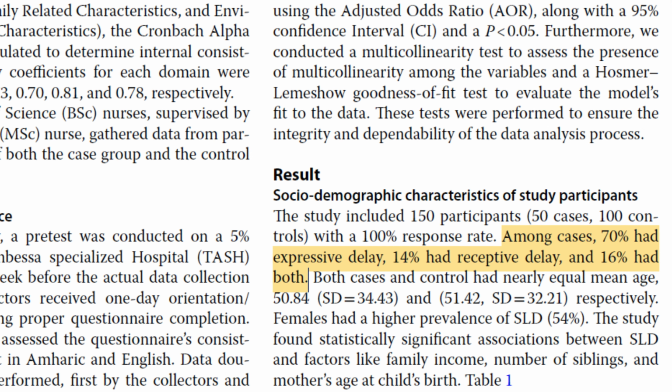The socio-demographic characteristics reported on page 4 merge these categories further when they report that 70% of cases had an expressive delay, 14% had a receptive delay, and 16% had both. At this point, it's not clear whether they view speech as an exclusively expressive skill, therefore included as part of the expressive delays, or not.